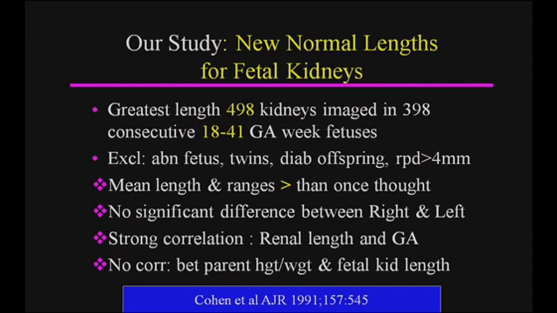In this study, we found that mean length and ranges of kidneys were greater than once thought, that there was no significant difference between the length of the right kidney or the left kidney, and that there was a strong correlation between renal length and gestational age. There was, however, no correlation between parental height and weight and fetal kidney length.